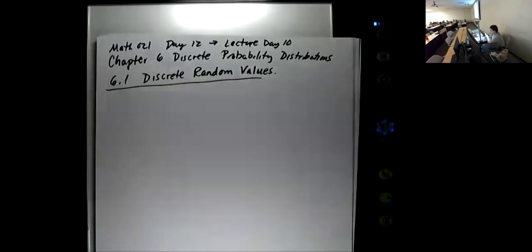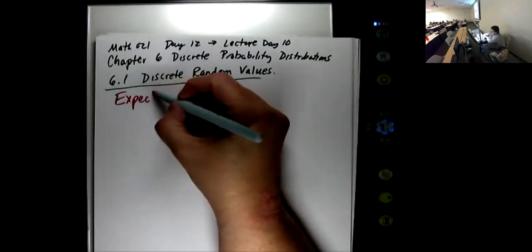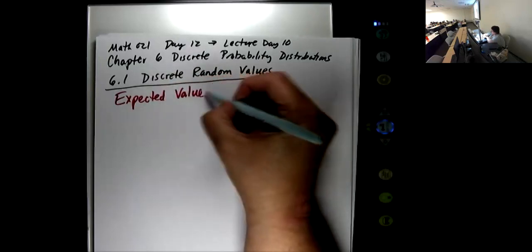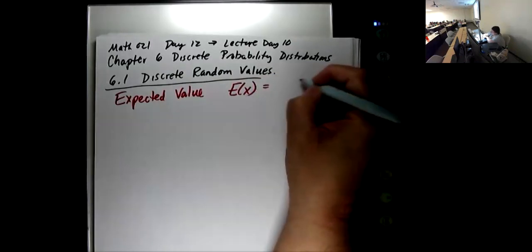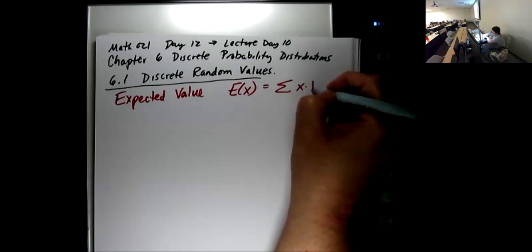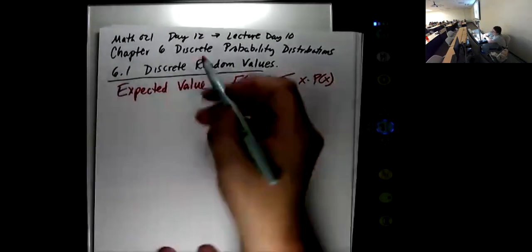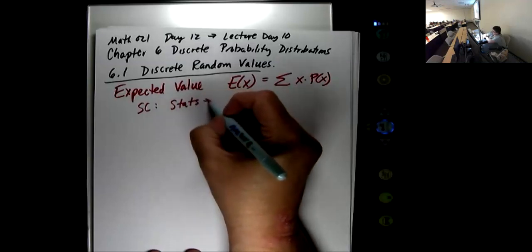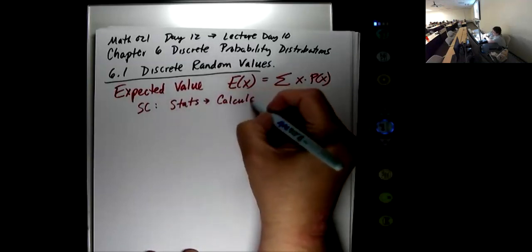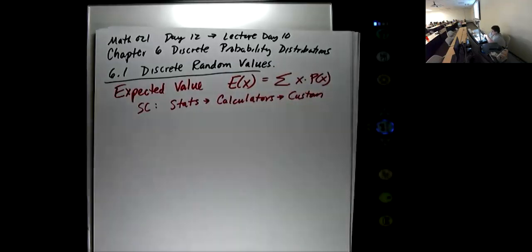I think what you're going to care about, let's just put it right at the start of the paper, is where you're going to use this. The thing you need to know is the equation for expected value. They use E of X for it, and that is the sum of X times P of X. And you'll see that today. In StatCrunch, what we're going to do is stats, calculators, custom. And custom is at the bottom of the list.